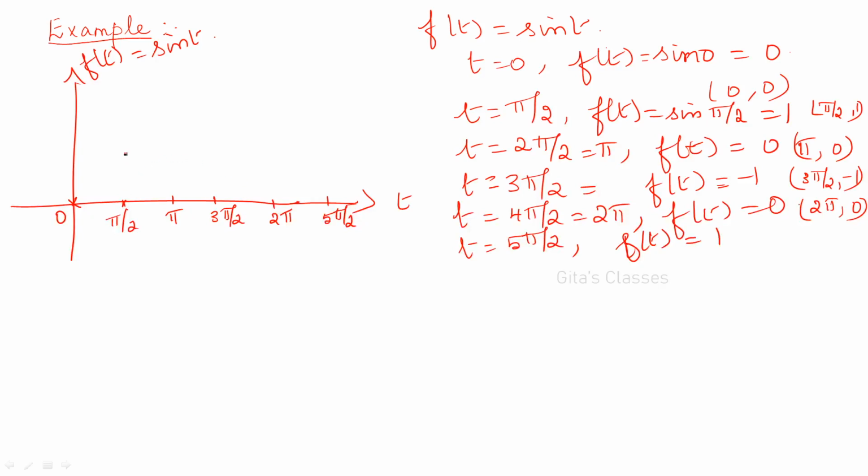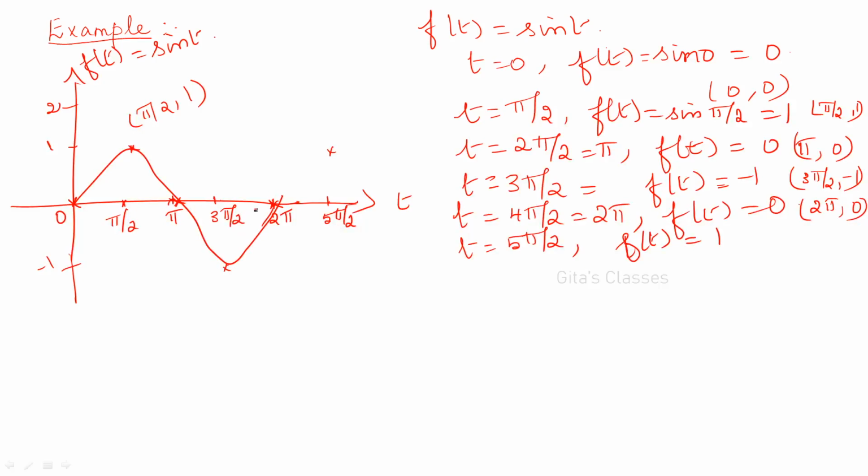So for pi by 2, it is 1. Suppose this is 1 in the y-axis, 1, 2 and so on. So what is this point? Pi by 2, 1. Next is pi, 0, this point. Then for 3 pi by 2, it will be minus 1, so this side. Then for 2 pi, it is 0. Then next value will be 1 and so on. So here if you draw this curve.